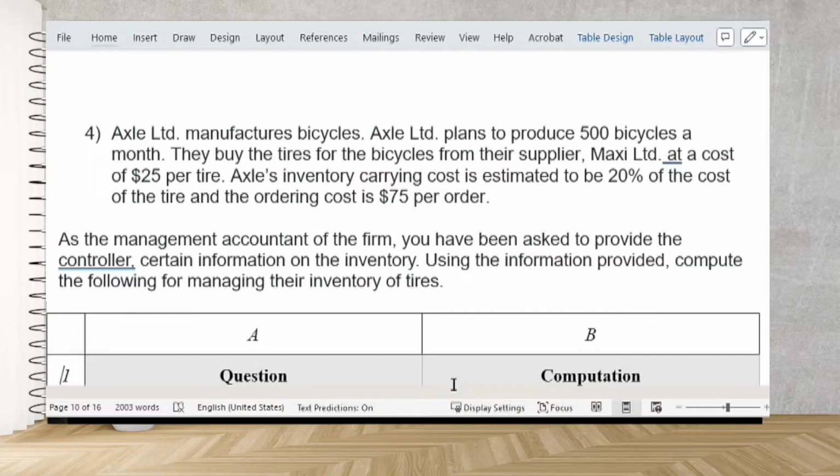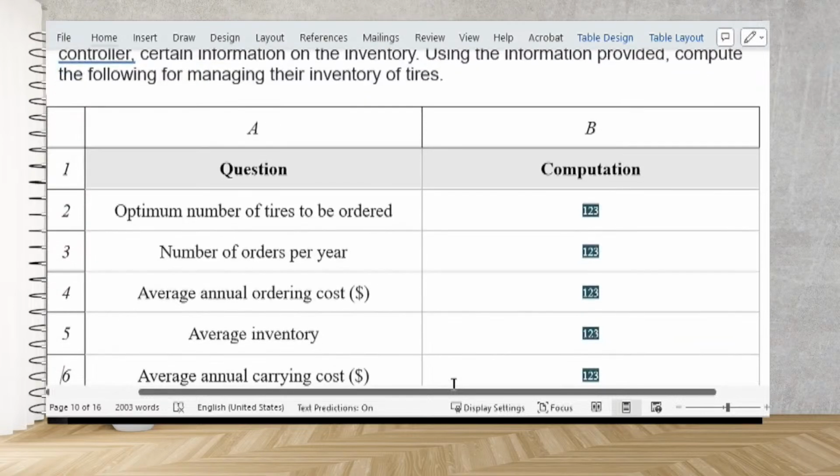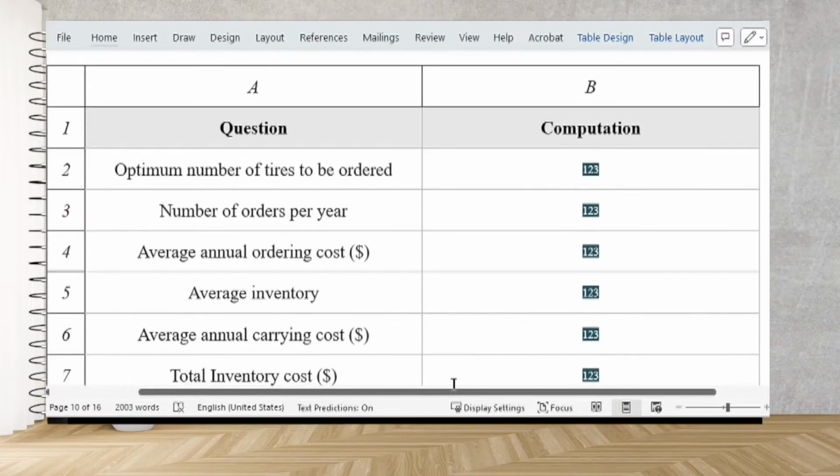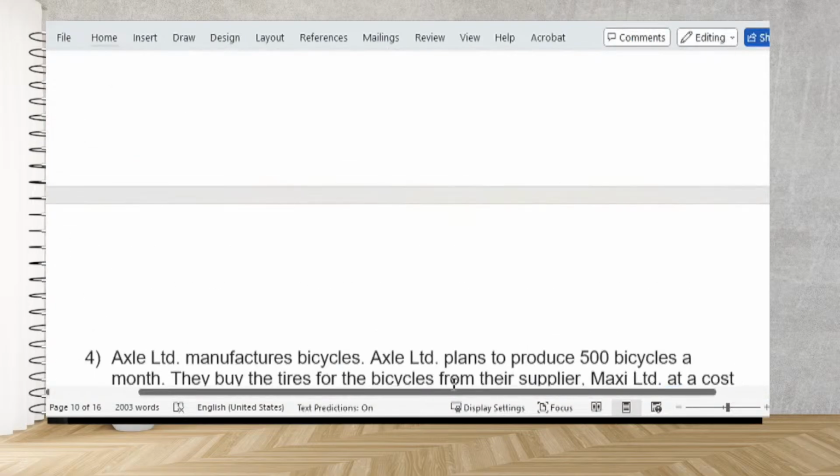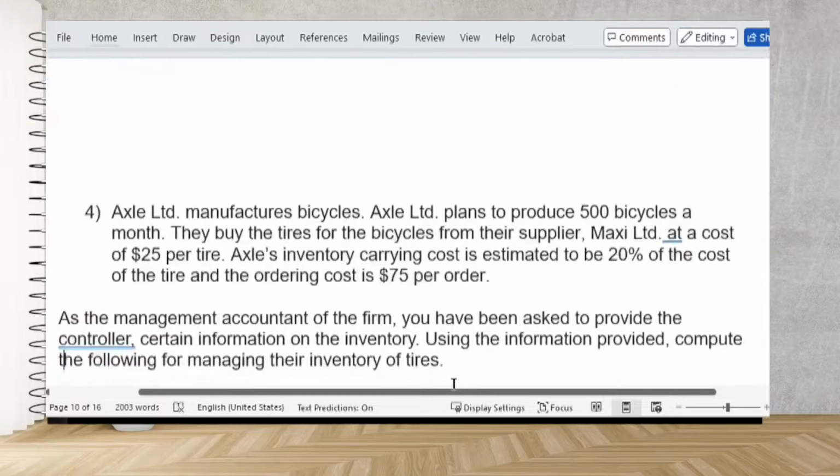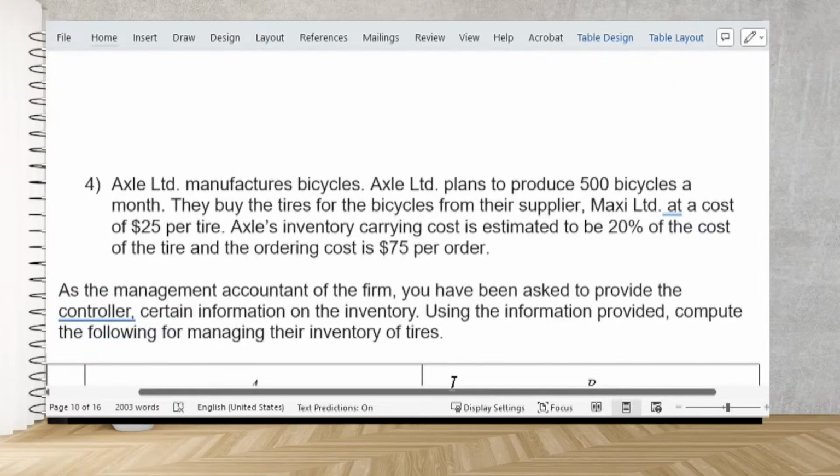We can start. Okay, so it is done. We can go one by one. Optimum order size to be booked. So what would be the optimum order quantity that we need to see? So it is basically the economic order quantity you need to calculate. So they gave the data.